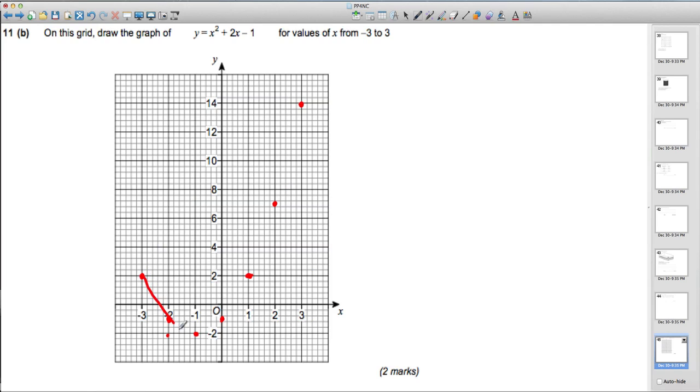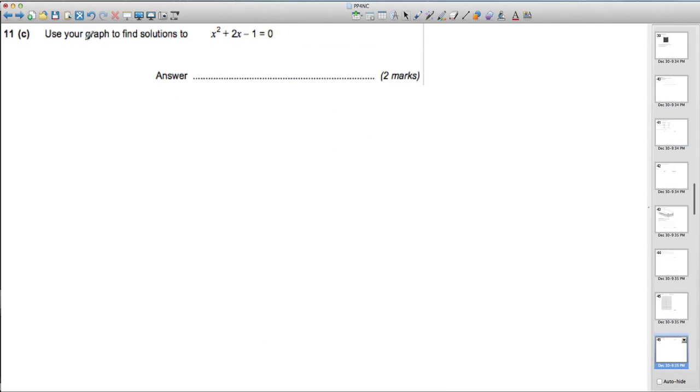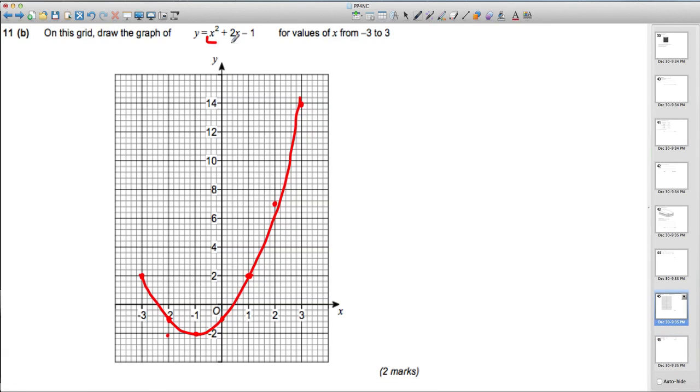And then you draw yourself a parabola linking them like that. Just be careful to go through all the points. Use your graph to find the solutions to x squared plus 2x subtract 1 is 0. Where is this graph equal to 0? Where is the y number equal to 0 is another way of saying that. Well, the y number is equal to 0 here and here. And what x values are they for? That's x is approximately 0.4 and x is approximately -2.4.